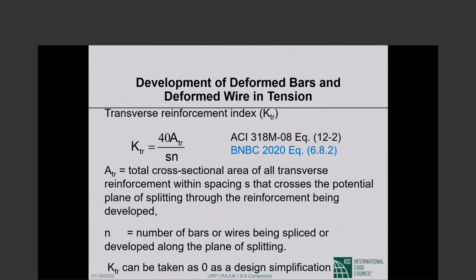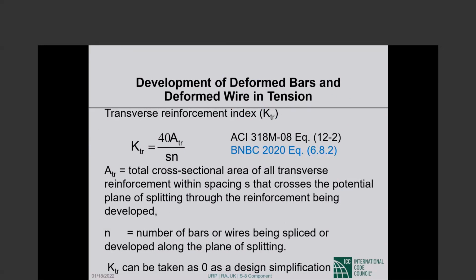Okay. K sub TR is 40, a constant, times A sub TR divided by S and N. Okay, A sub TR, all the details will not register, so I will not try to over explain everything, but anyway, just to try to get a flavor of what this is.